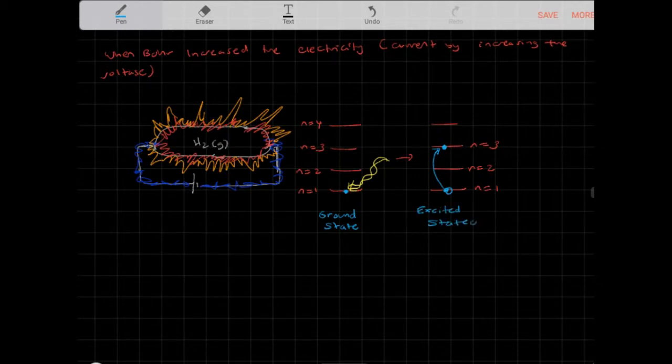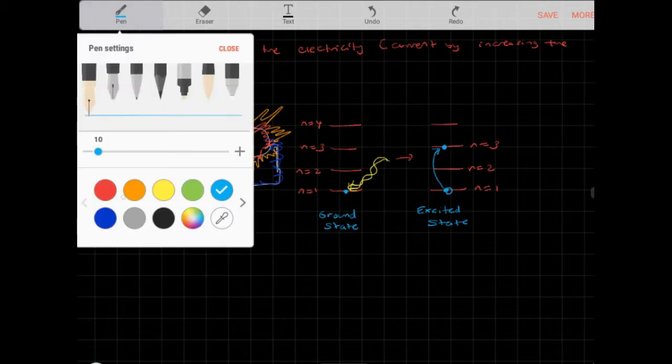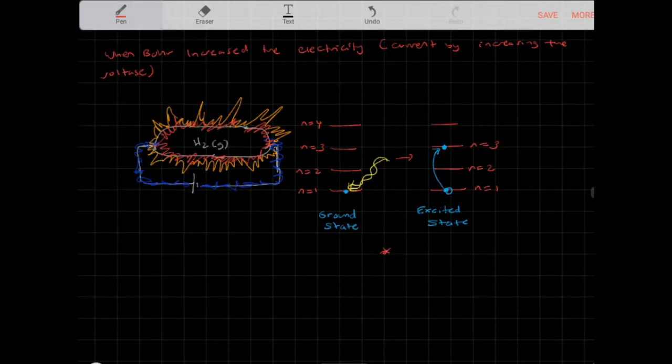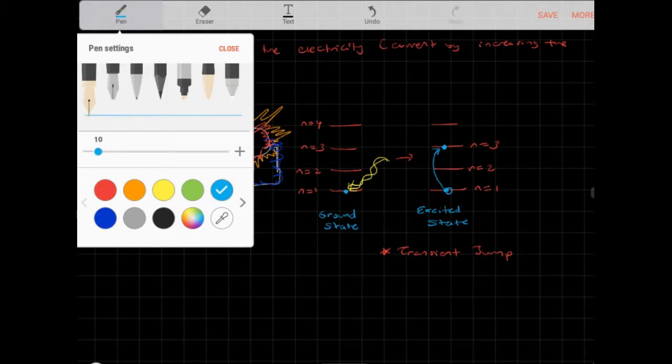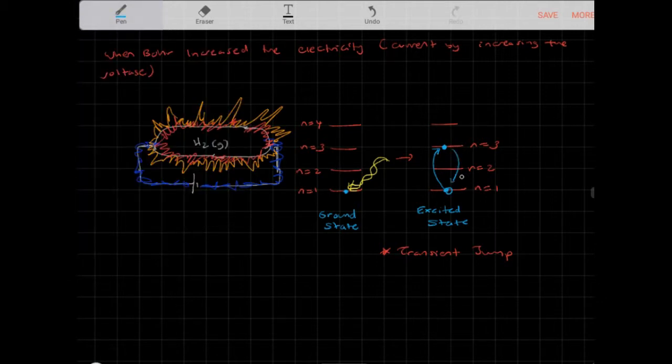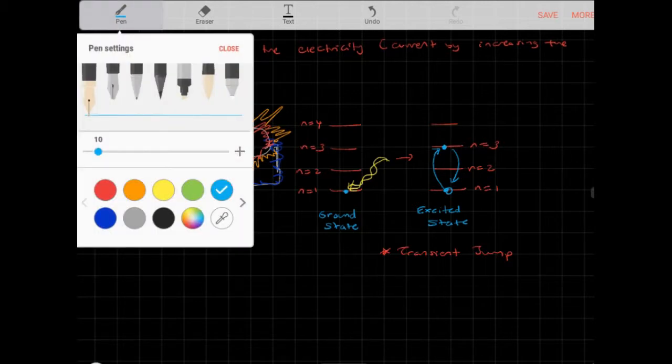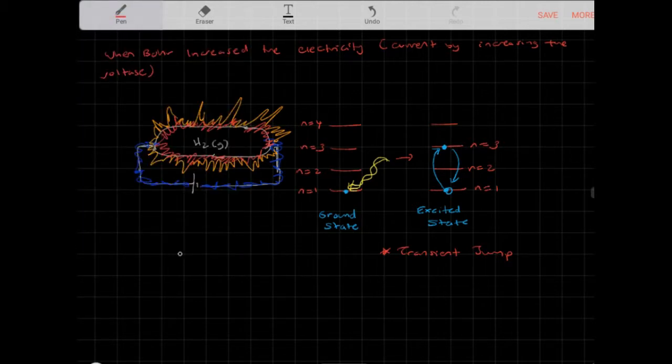So we're at a new excited state. But once again, these jumps are transient jumps. Because it's a temporary jump, the electron will then eventually fall back down to ground state. When the electron falls back down, it releases the energy in a certain number of photons with a particular wavelength and frequency, right?